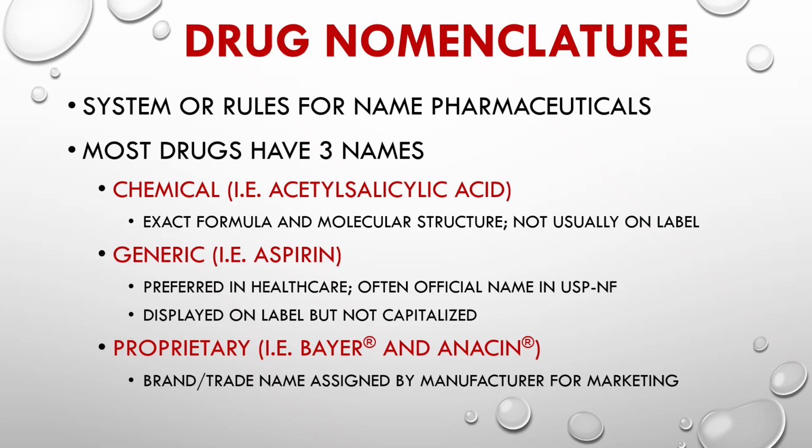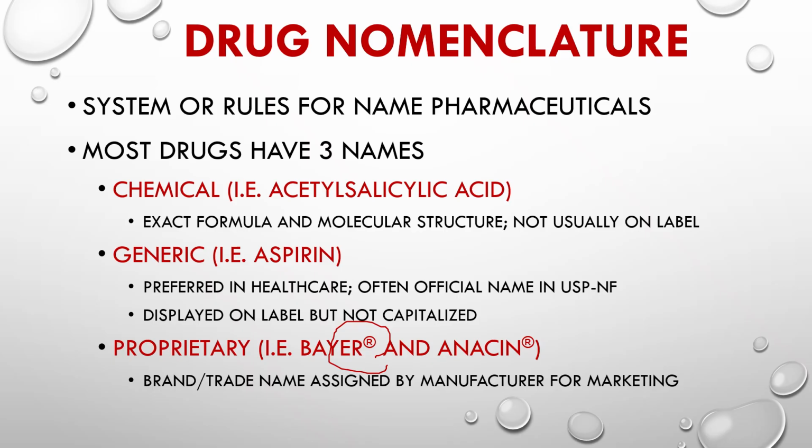Then the proprietary, or again, the brand name, this is going to have a trademark. Here, we have our trademark on there. That's your first indicator that this is going to be the brand name or the proprietary name. And this is assigned by the manufacturer. So again, there's Bayer and Bufferin.